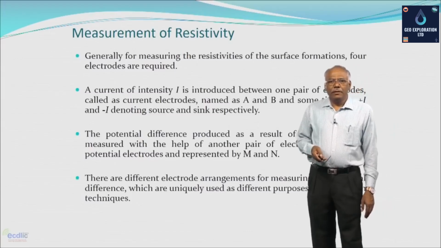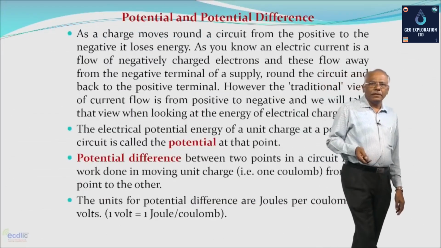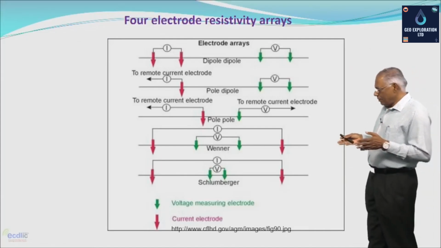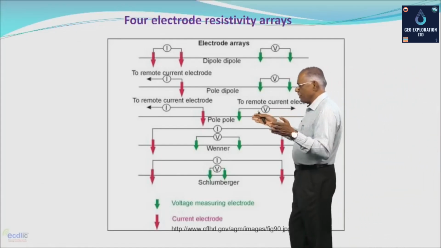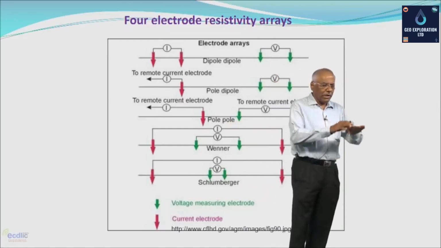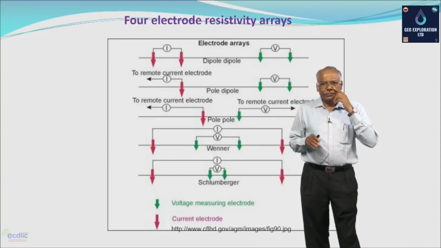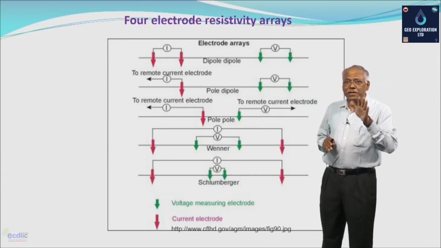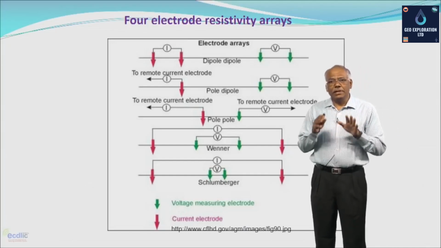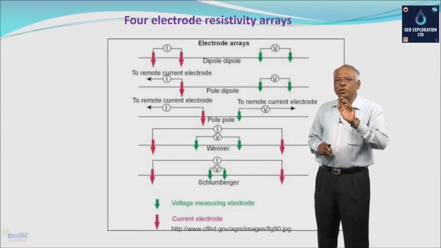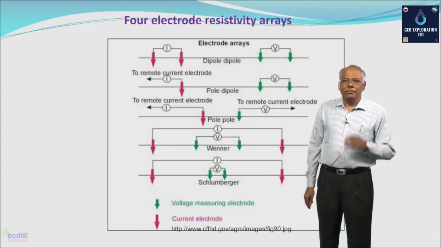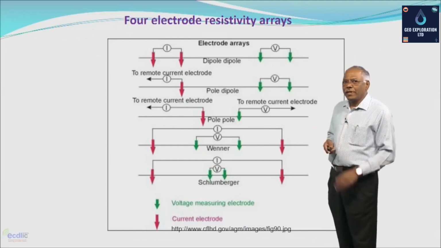Once we have the measurements made, there are various ways in which these kinds of measurements can be made, and therefore, we have a large number of electrode configurations. We have 3 or 4 different kinds of electrode arrays which are currently in practice. One of them is dipole dipole, which we can see here in the first picture.